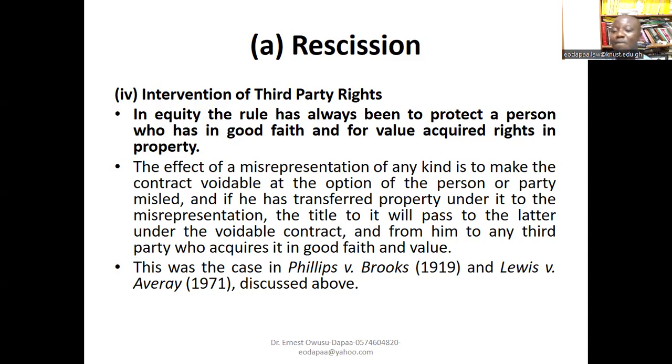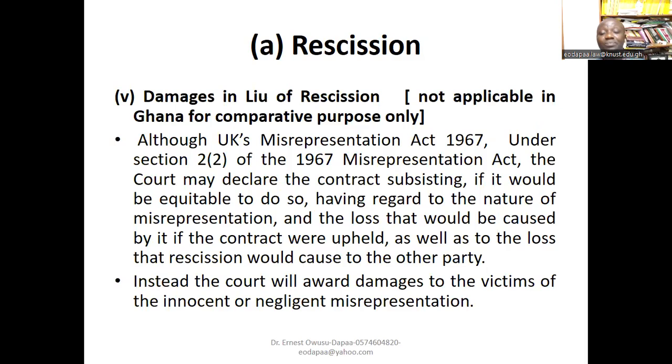And for that matter, if the person affected by misrepresentation is seeking to have the contract set aside, the court will say no, rescission is not available because of the intervention of the third party rights. You can look at the case of Phillips and Bruce, Lewis and Ivy, which we met last week when Stanley discussed mistake with you. So let us keep these things in mind.